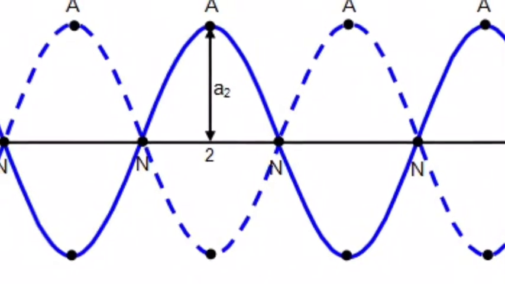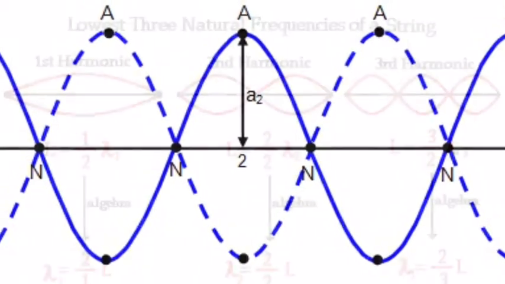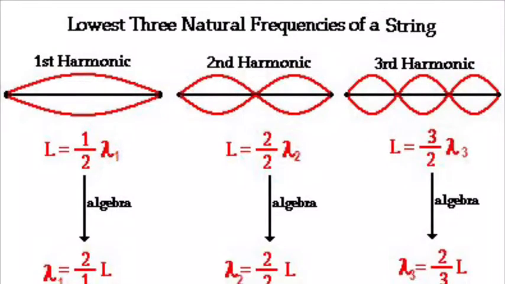The points which are not moving are called nodes. The waves which are moving are called antinodes. According to the node and antinode number, waves have mode numbers. There are 3 possible modes.